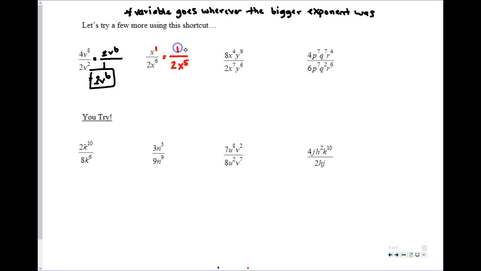And so remember how I told you to put a placeholder? You've got to put that placeholder 1 up there. Okay? That's going to come up a lot.